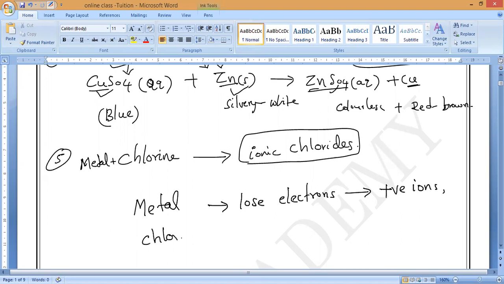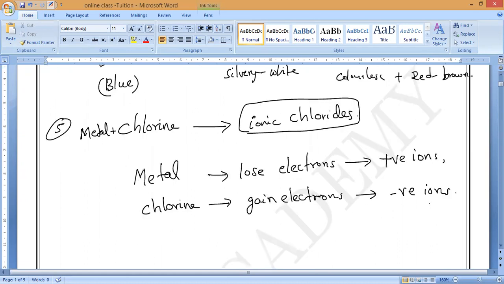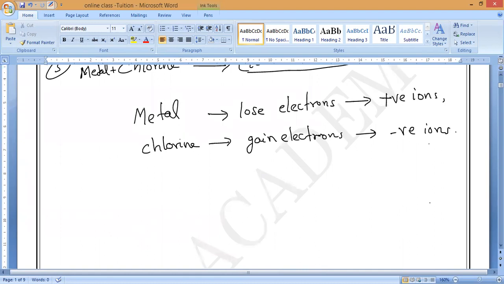Chlorine. If you take chlorine, what will happen, guys? Does the chlorine atom lose or gain electrons? It will gain electrons. Do you understand? Gain electrons, and it will turn into what, guys? It will turn into a negative ion, a negatively charged ion. So that is why metals form ionic chloride: because they can give electrons to the chlorine atom to form ions. Do you understand, guys?